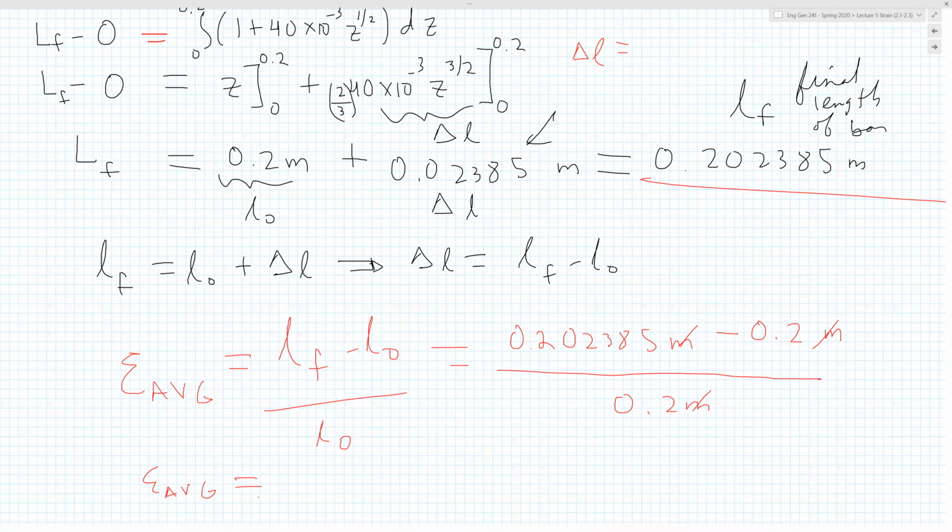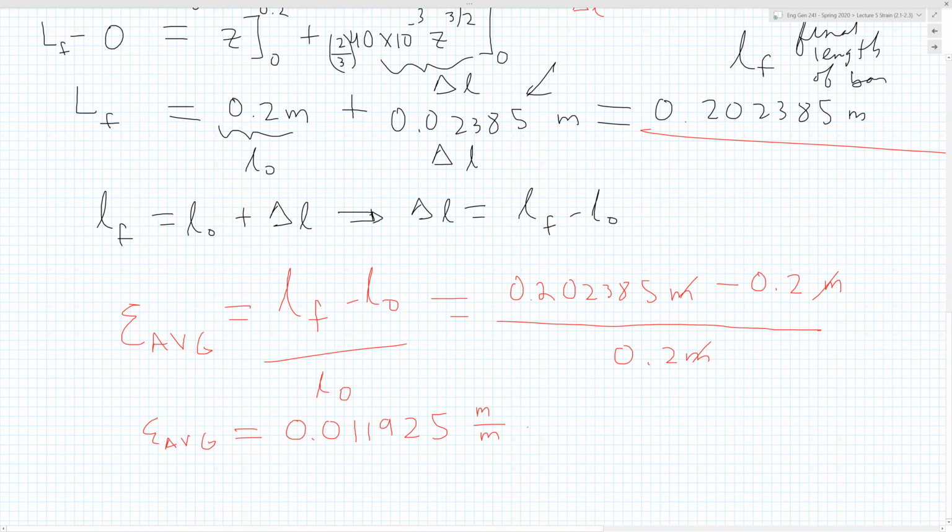0.011925. The units are going to be meters over meters. Or if you want, millimeters over millimeters. It doesn't matter, but I want to put it in this form. And let's do it in 3 sig figs: 1.19 times 10 to the minus 2 meters over meters. So that would be the average strain.